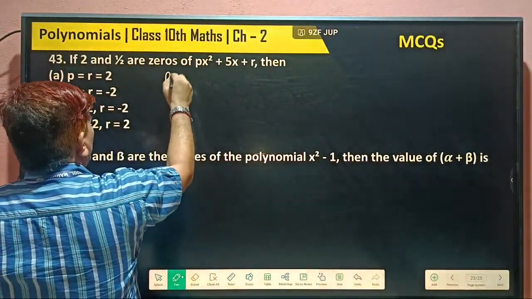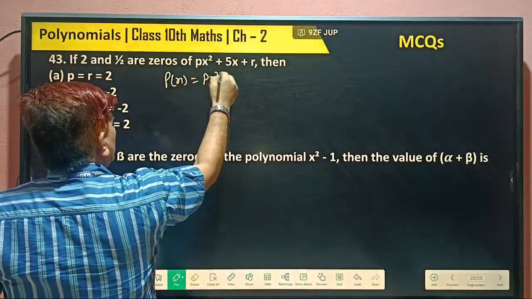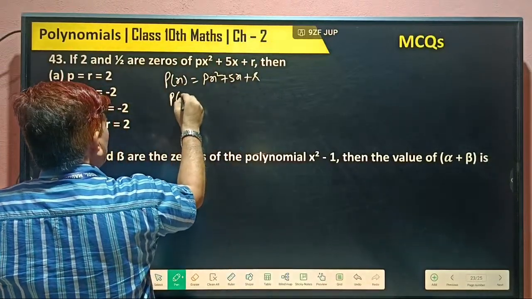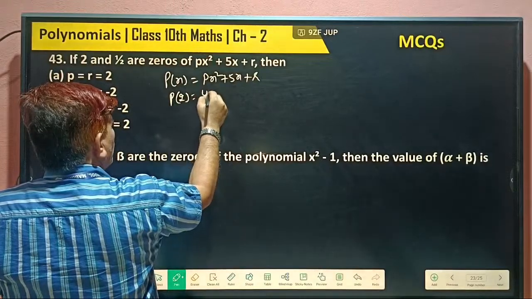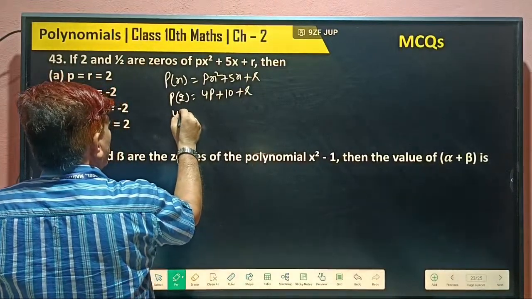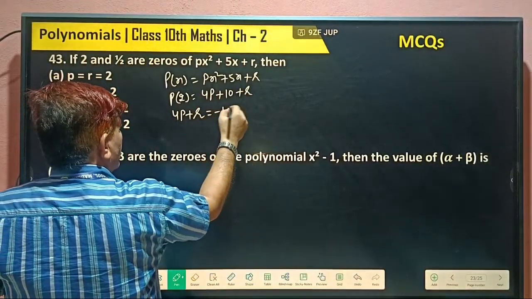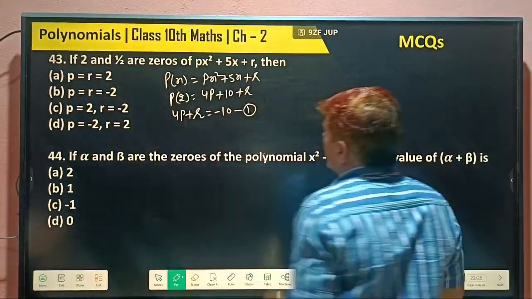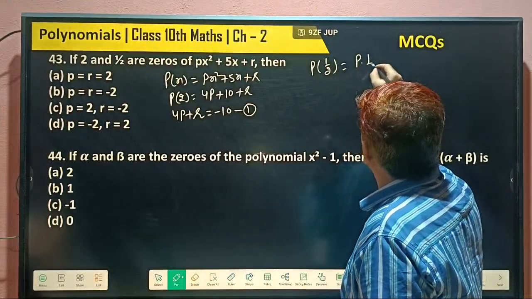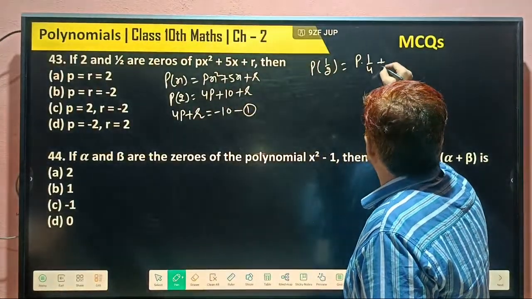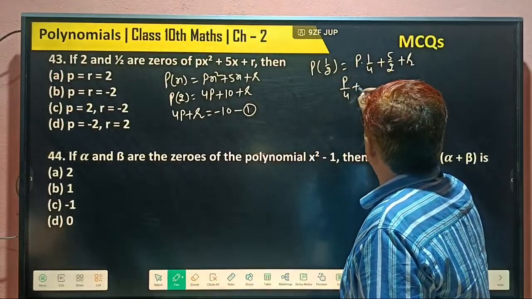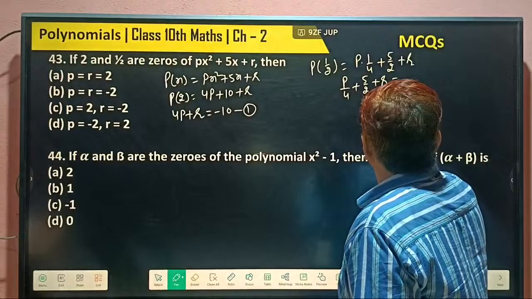So we can write this P of x is equal to Px square plus 5x plus r. What's the value? P of 2 we have taken. So what's it become? 4p plus 10 plus r. So 4p plus r equal to minus 10. This is one equation. Another, 1 by 2 we can put. So p of 1 by 2. So what's it become? P into 1 by 4, 1 by 2, so 5 by 2 plus r. This also equal to 0. P by 4 plus 5 by 2 plus r equal to 0.